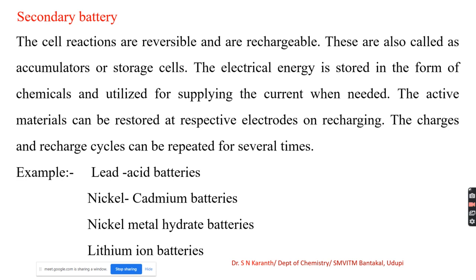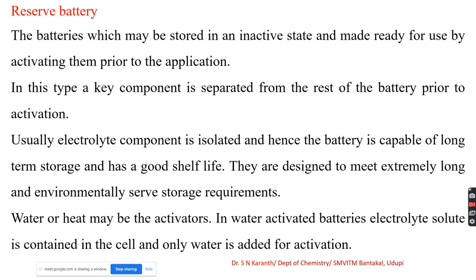The good example for secondary battery is lead acid batteries, nickel cadmium battery, nickel metal hydride, lithium ion battery, etc. And the third category of battery is what we call a reserve battery. Here, the battery is usually stored in an inactive state and made ready for use by activating it prior to its application. The good example for reserve battery is a magnesium water activated battery or some thermal activated battery.